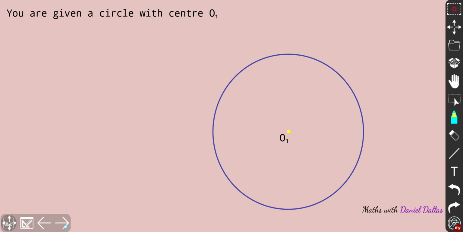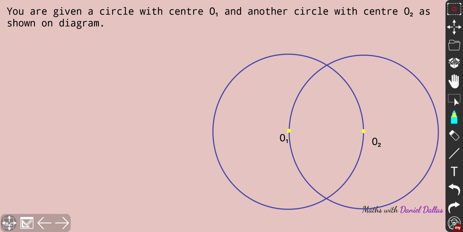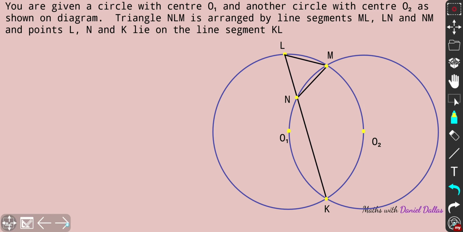Okay, so you're given a circle with a center O1. And here is another circle that goes through center O1 and has another center which is O2, as shown on the diagram. You are also given that there is triangle LMN and it's arranged by line segments. And all 3 points L, N, and K are on a straight line segment KL.